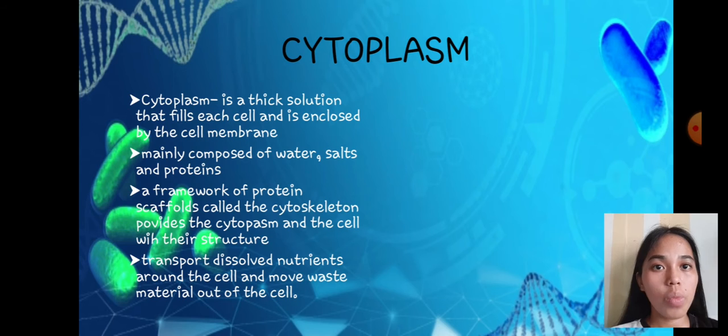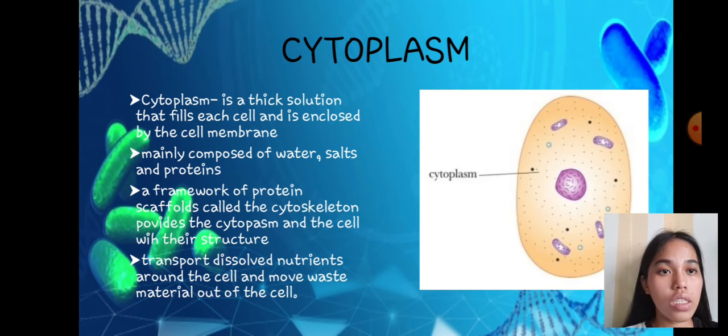Next is the cytoplasm. Cytoplasm is a thick solution that fills each cell and is enclosed by the cell membrane, mainly composed of water, salts, and proteins. A framework of protein scaffolds called the cytoskeleton provides the cytoplasm and the cell with their structure, transports dissolved nutrients around the cell, and moves waste material out of the cell. This is an example of cytoplasm.